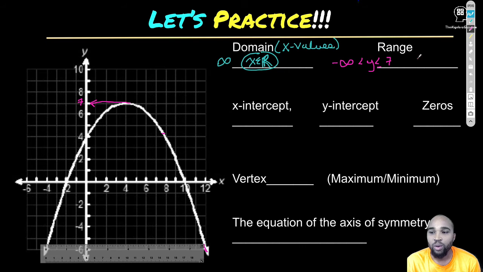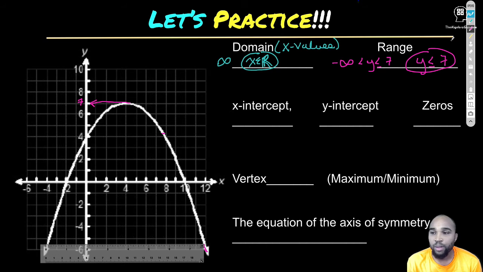You're going to see it, Y could be everything that's less than what? Less than 7. But not just less than 7. It could also be equal to 7. So this is how I'm going to set up that inequality. Y can be less than or equal to 7.